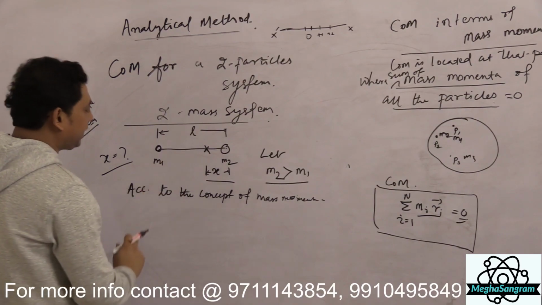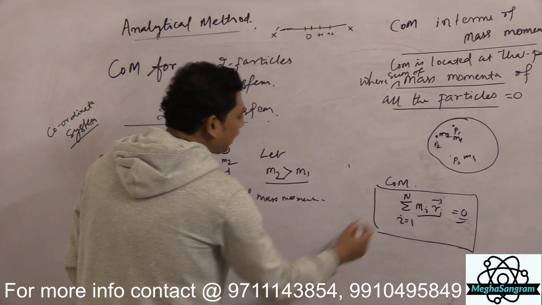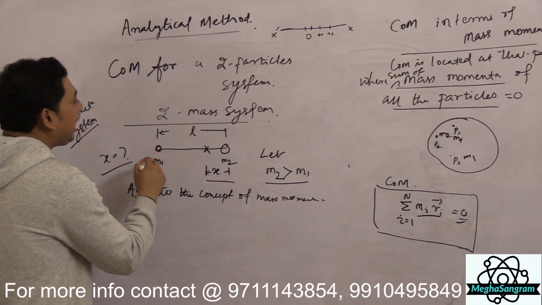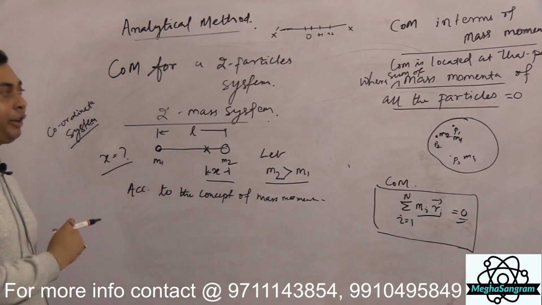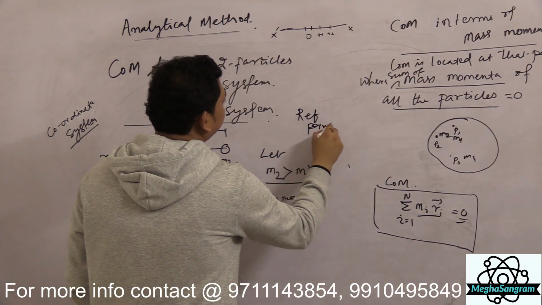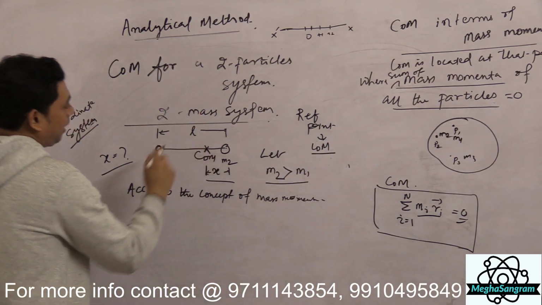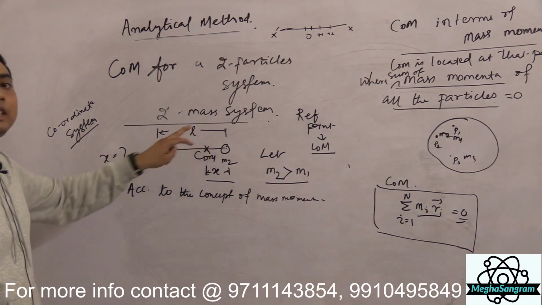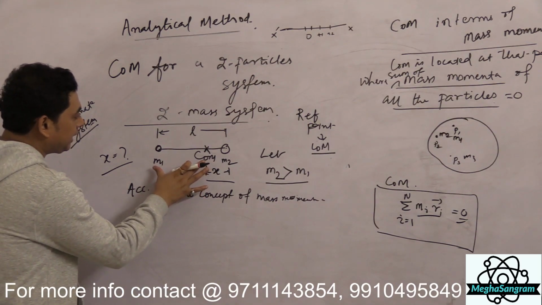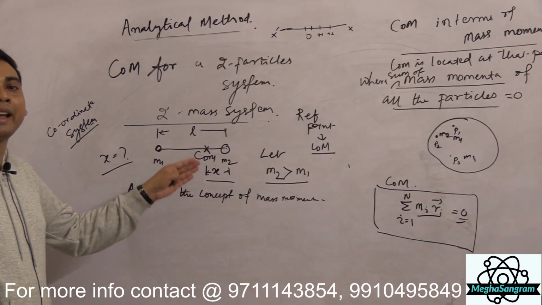So here we have two masses. Whenever we calculate mass moments, we know that it is the product of the mass of that particle and its location from the reference point. So which reference point will we take? The center of mass. Since this is the center of mass, we are assuming this to be the reference point, and from this reference point we will first find the position vector of m1 and the position vector of m2. However, here we will consider the magnitude aspect only.